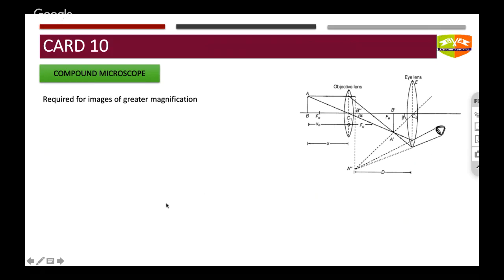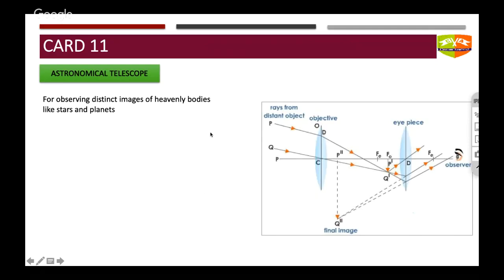After this, I went to the astronomical telescope. In the astronomical telescope, the focal length of the objective was more so that I can diminish the image. After diminishing it, I use the eyepiece and put the image within its focal length. This u is less than f, and I get a magnified image. So this is the general discussion of optical instruments.